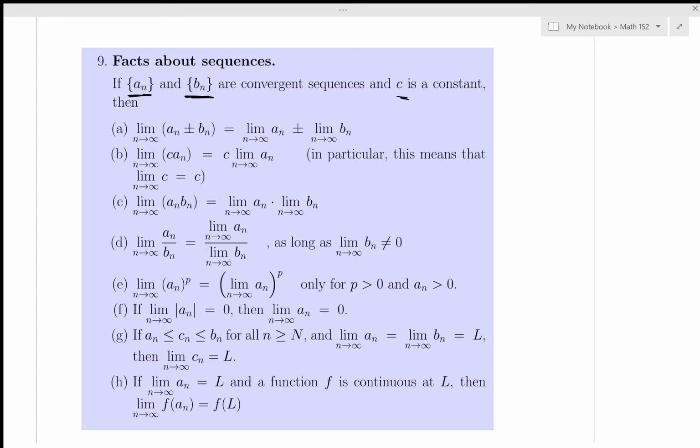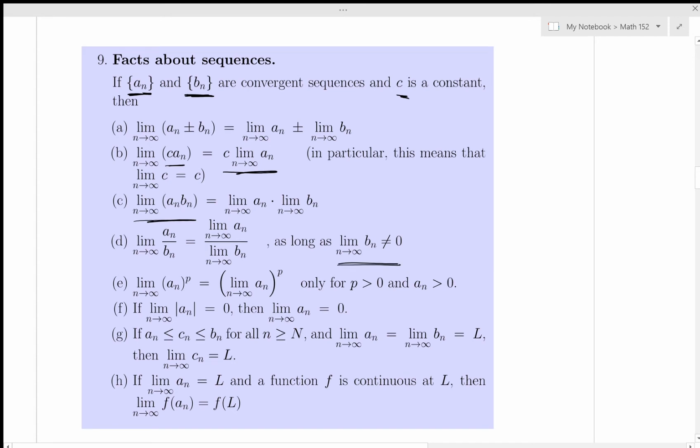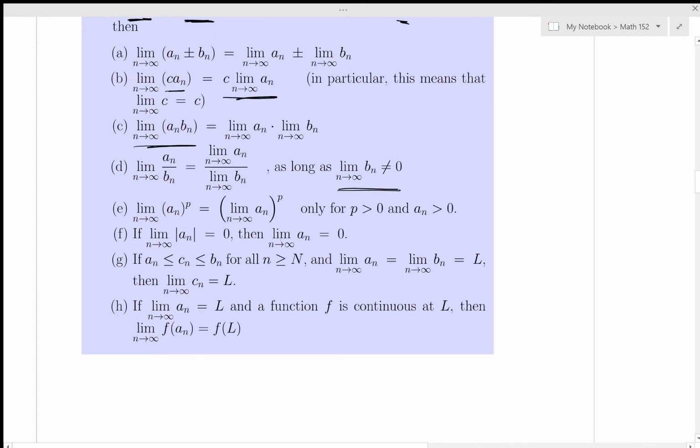If we take the limit of a constant times a sequence, that is the same as the constant times the limit of the sequence. If we take the limit of a product, that is the same as the product of the limits, etc. And so here's the division one. Of course, we have to exclude the case where the limit of bn is 0. If we exponentiate, we can take the limit first and then exponentiate.